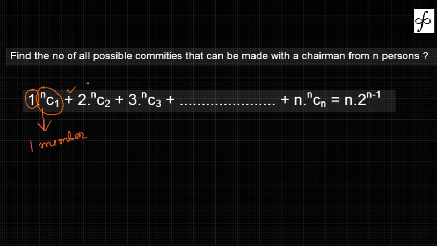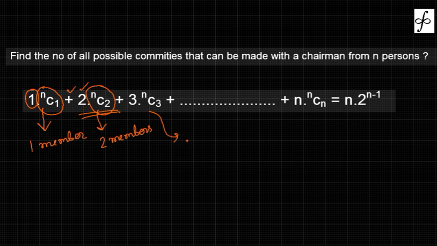Plus, we can have a committee of two members. This is the number of committees with two members, because out of n persons we are choosing any two persons. That can be done in nC2 ways, and after choosing the two persons we are choosing a chairman in two ways, right? Because out of those two persons we can choose any one to be the chairman. So this becomes the number of committees with two members.